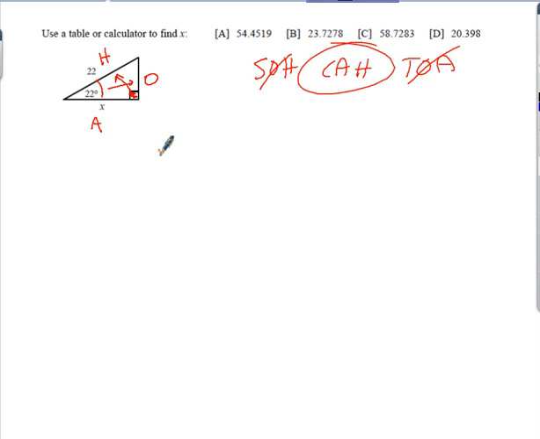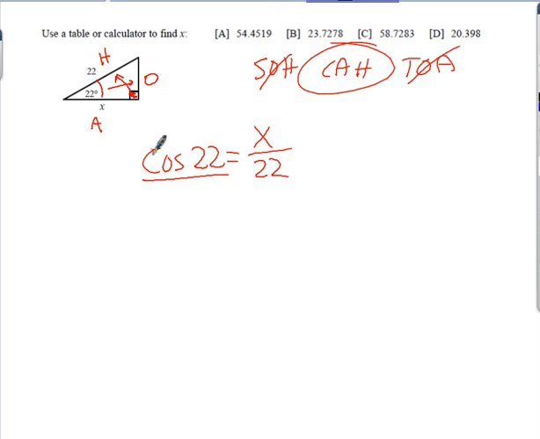And so cosine 22 is equal to adjacent x over 22. I'm glad we got this one. Some people might think, ooh, the 22s cancel out. Nah, it's cosine 22, so watch out.